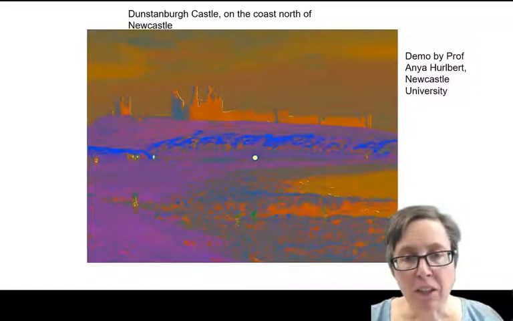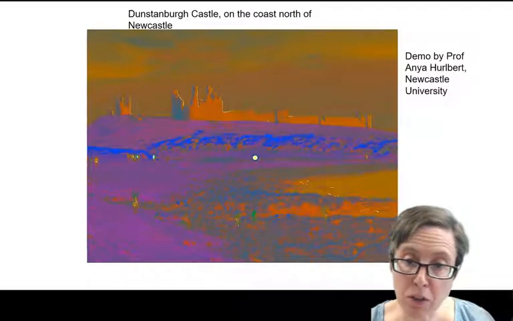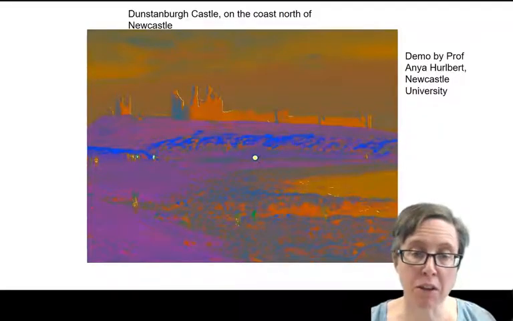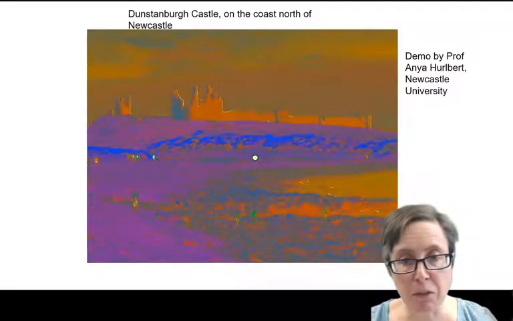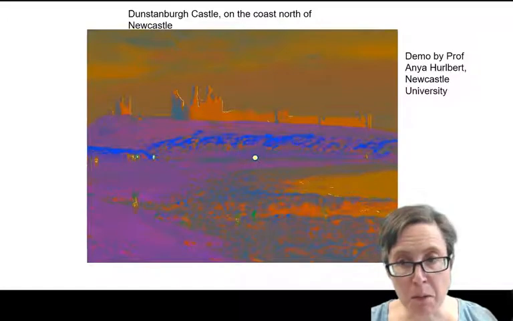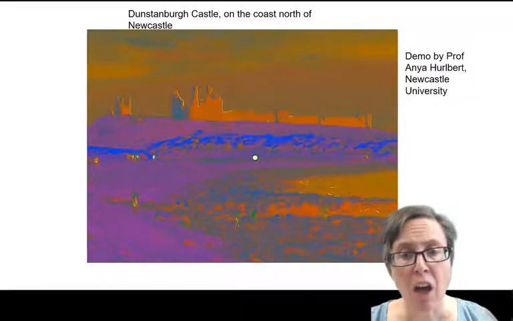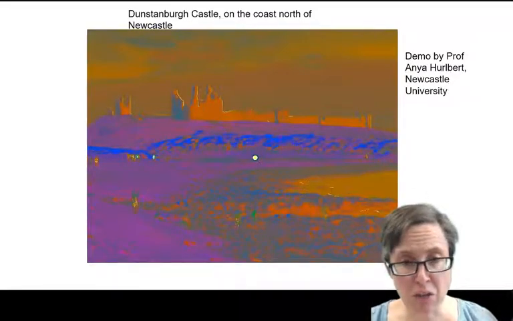Now, you've probably seen these kinds of after images which rather nicely demonstrate the opponency between blue and yellow and red and green, just like Hering had argued for. So this is an image prepared by my colleague Anja Hurlbert. It's of Dunstanburgh Castle, just up on the northeast coast, about an hour north of Newcastle.